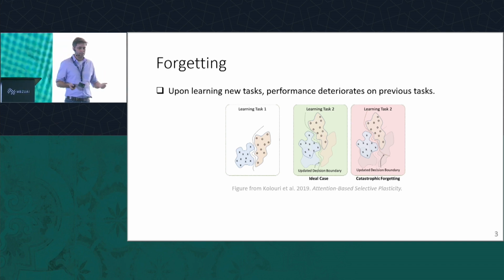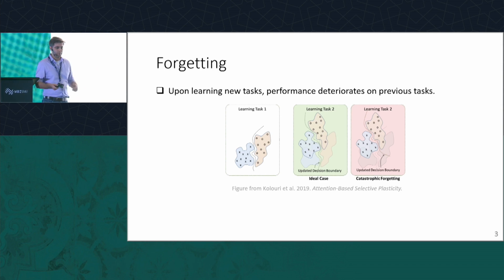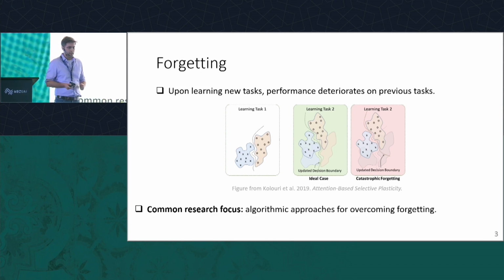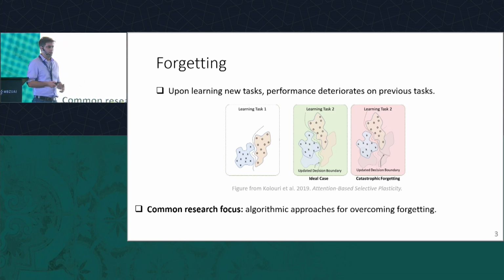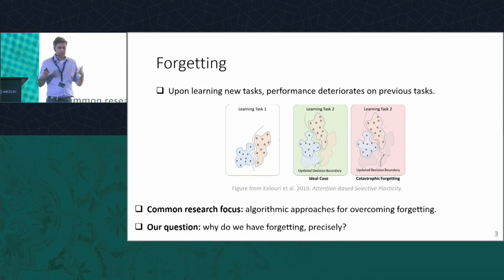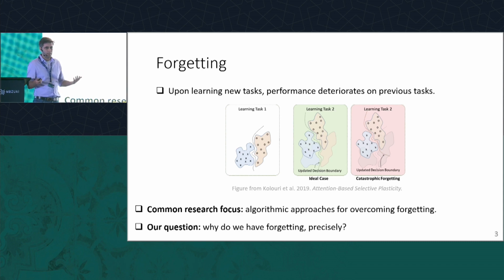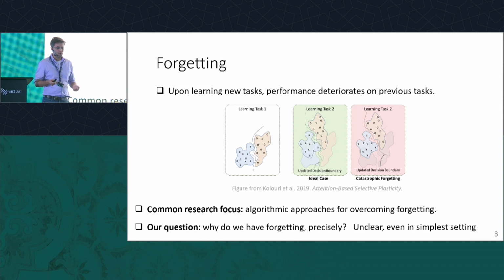So we want to prevent this forgetting or catastrophic forgetting, meaning a very bad forgetting. A common research goal in this area is finding all kinds of algorithmic approaches and methods to overcome forgetting and try to decrease it. However, I'm trying to focus on this more basic question: why do we actually have forgetting? What are the reasons behind this? Does it always happen? And can we say in what setting it occurs? This basic question seems to be unclear even in the simplest setting.